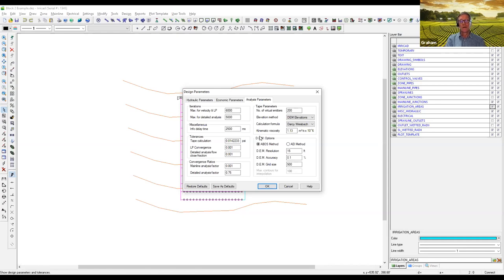So I think that's the main one there for zones and main lines. IRRICAD uses Hazen-Williams. For drip tape, you've got the option of Darcy Weisbach and Diskin. And it really depends on the ambient temperature and the water temperature whether you play around with this viscosity or not.